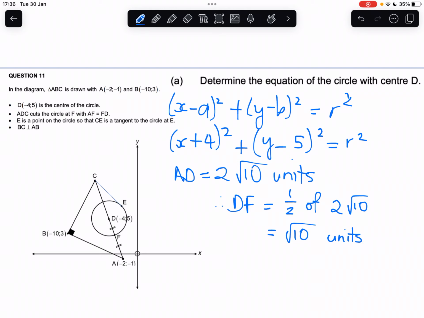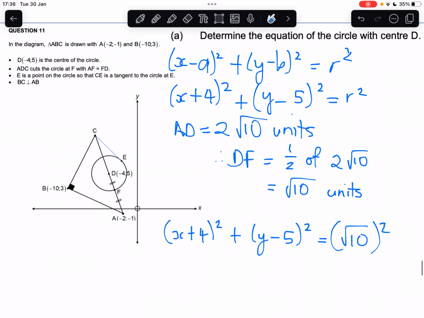So the equation in full will be x plus 4 squared plus y minus 5 squared is equal to root 10 squared, and that is x plus 4 squared plus y minus 5 squared is equal to 10. Okay, memo, do we agree so far? Yes, we do. Perfecto. Onward and upward.